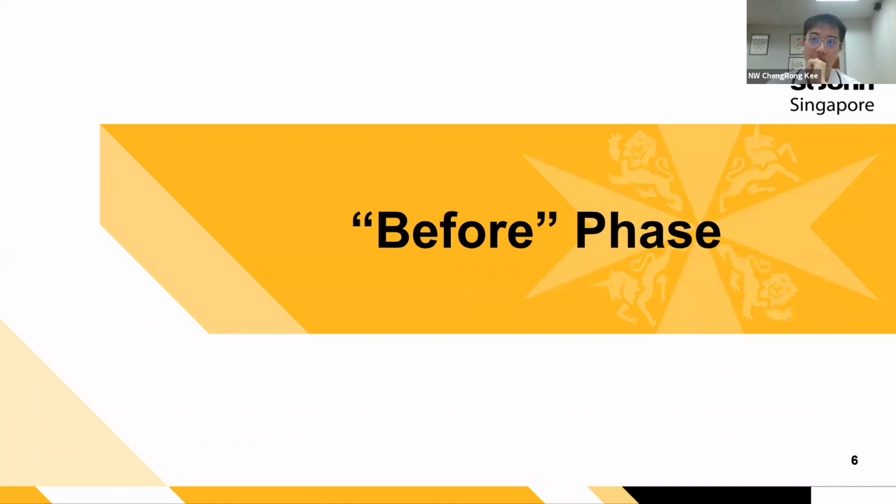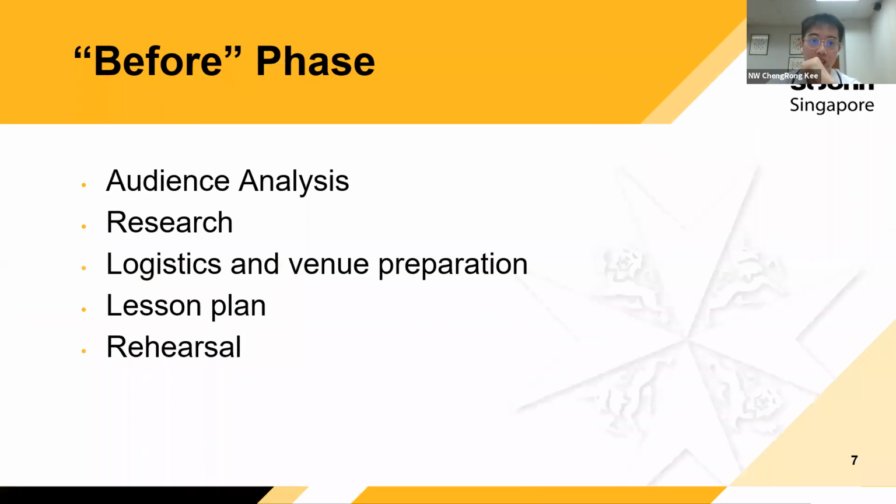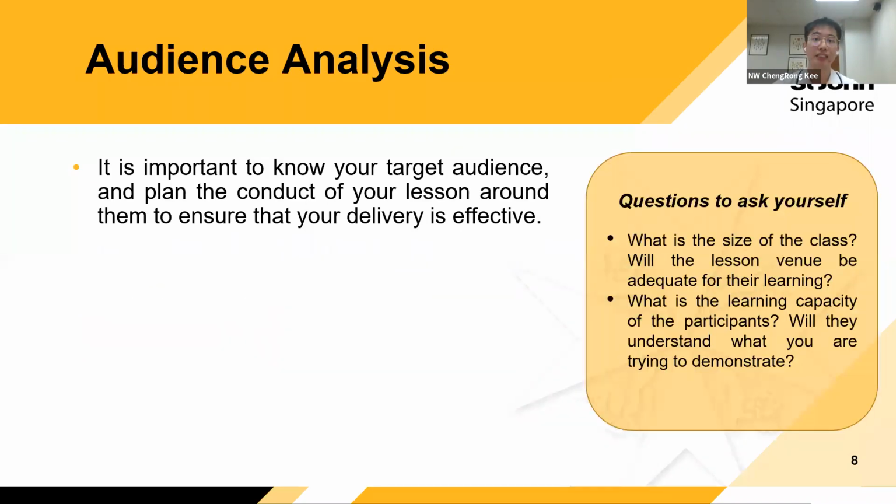Now I'll talk about what goes on in the before phase. So we have the audience analysis, research, logistics and venue preparation, lesson plan, as well as rehearsal. These are the 5 components that make up the before phase, and these are things you need to prepare yourself for. Now I'll delve into more detail, beginning with audience analysis. On the right of this screen, you should notice a pinkish bubble of guiding questions. These are questions you can ask yourself in the future when you're holding an MOI-based presentation.